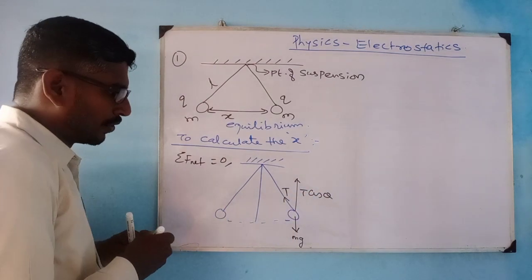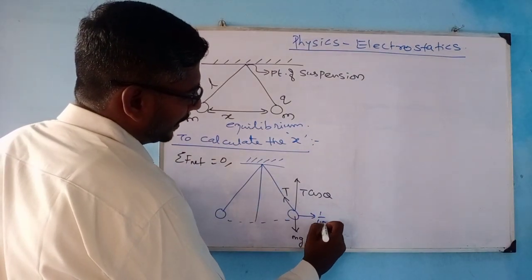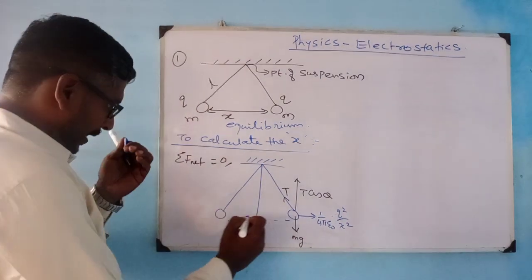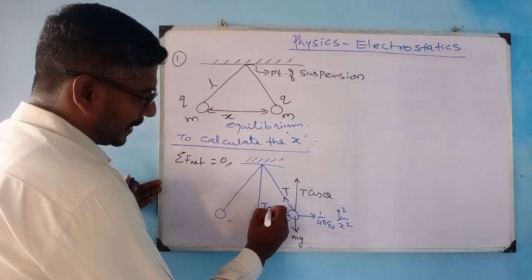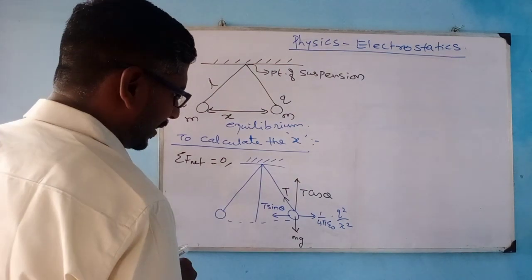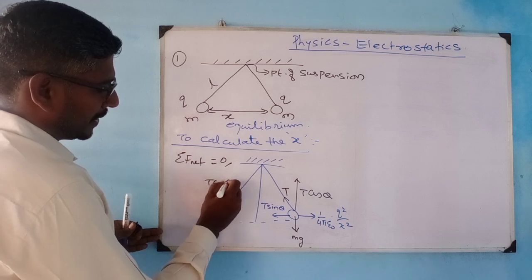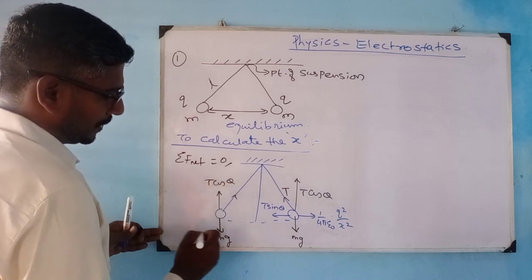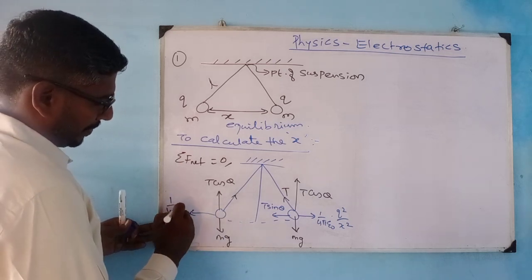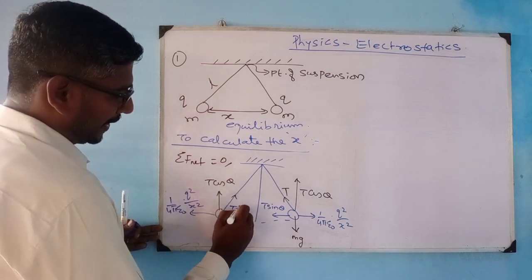Due to the electrostatic force of repulsion from Coulomb's law, it is 1 by 4 pi epsilon naught q square divided by x square, and balancing this is T sin theta, the horizontal component. And the other forces on this other charged sphere are the same: the tension T and T cos theta, mg the downward force, and due to Coulomb's law you get 1 by 4 pi epsilon naught q square divided by x square, balanced by T sin theta.